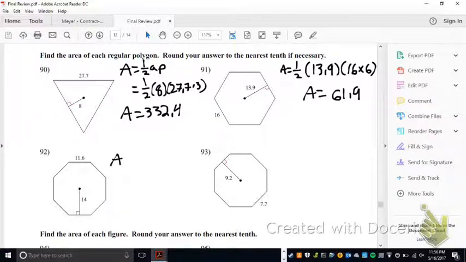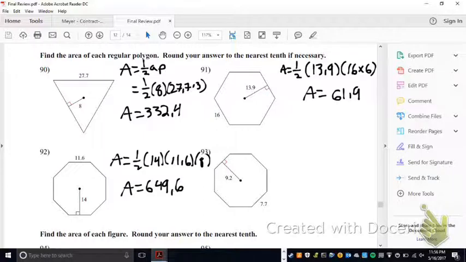So again, area equals the apothem times the perimeter divided by 2. Here, the apothem is 14. The perimeter is 11.6 times 8 because we have an octagon. Run that through your calculator. You get 649.6.